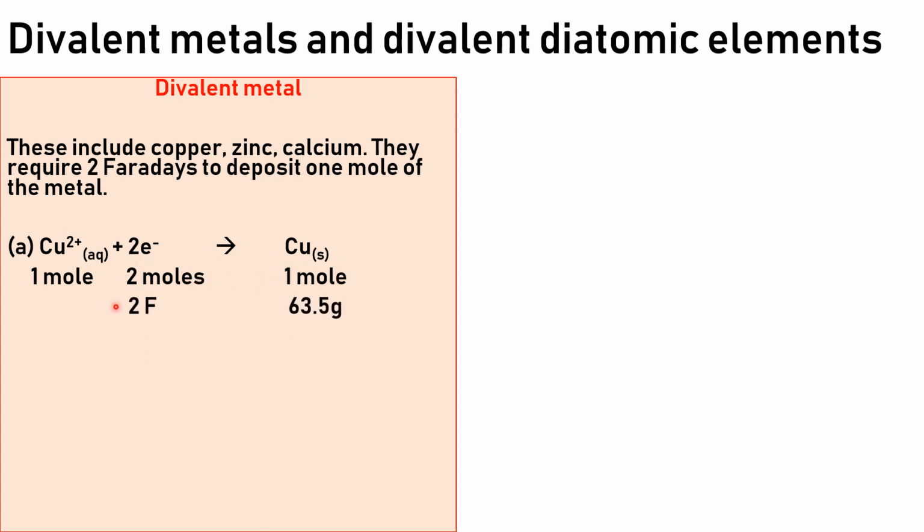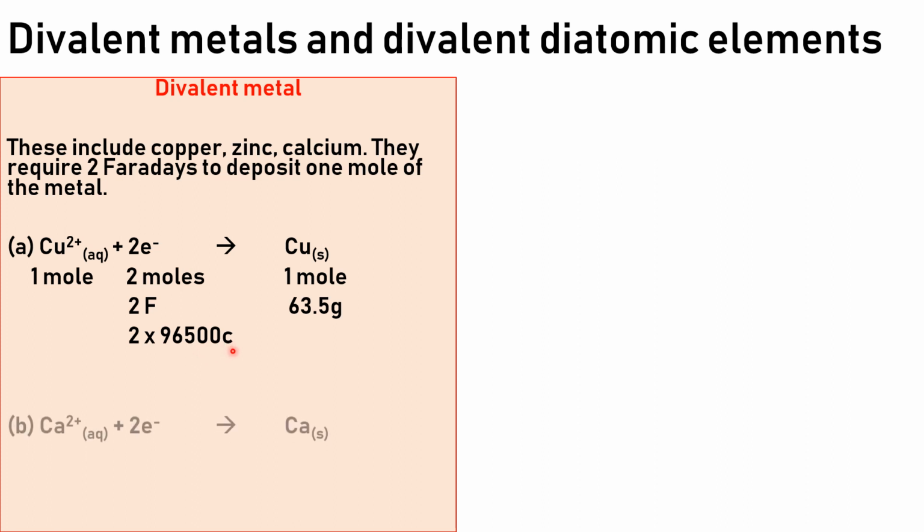So 2 moles of electron is equal to 2 Faradays, but 1 mole of copper is equal to 63.5 gram. So 1 Faraday is 96,500. 2 Faradays will be what? 2 times 96,500. What it means is that 63.5 gram of copper will require what? 2 times 96,500 coulombs of electricity, which is what?